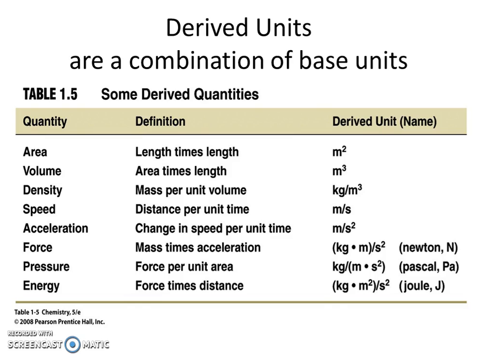The derived units that I mentioned before are a combination of the base and a prefix. We will also see derived units such as area, which is length times length, volume, area times length, density, mass per unit volume, speed, distance per unit time, and acceleration, the change in speed per unit time. Force is mass times acceleration, pressure is force per unit area, and energy is force times distance. These units are derived units.